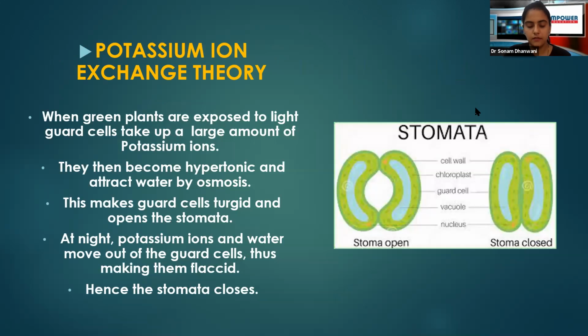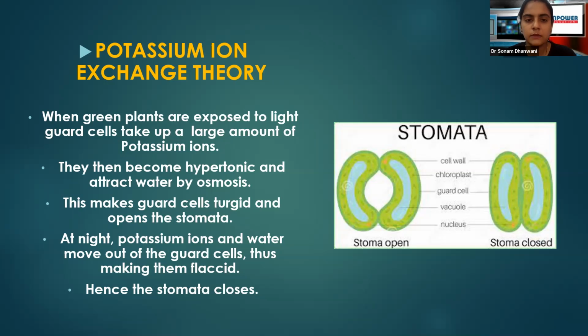See, here you see this is the open structure. On the side there is the cell wall, and inside there are chloroplasts. These two cells are the guard cells. The structure in the middle is the vacuole, and of course there is going to be a nucleus. Now this is the open stoma. This is the closed stoma. You don't see any aperture, any open space here, so it is a closed stoma. Okay. Now let's see what the potassium ion exchange theory is.